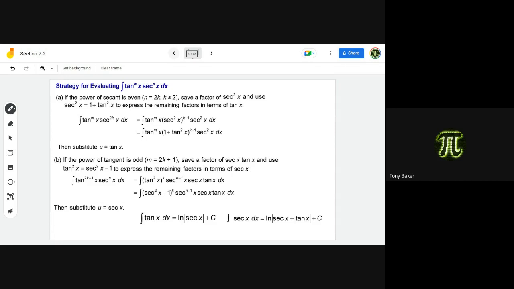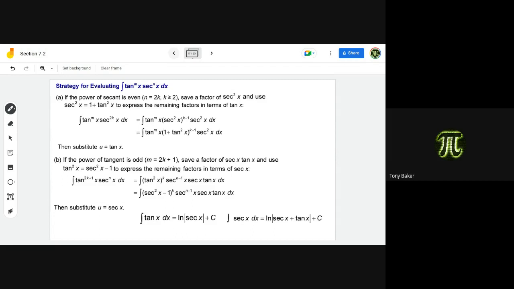It's secant x tangent x. So you pull out one of each. And now you're left with both even, because you pulled one away from the tangent, which was odd. And the secant actually doesn't really matter in that respect. Okay?